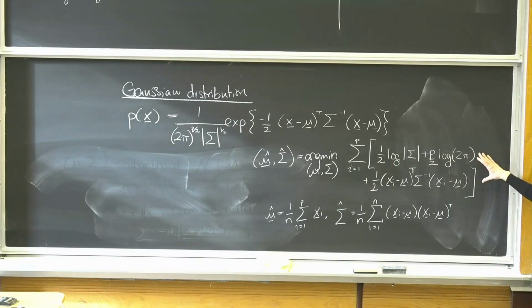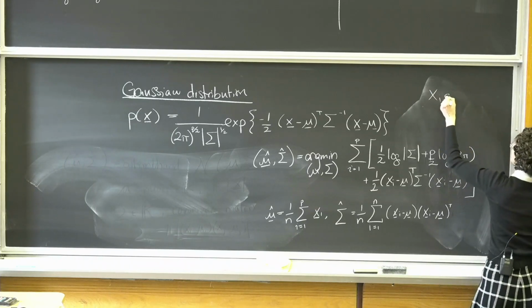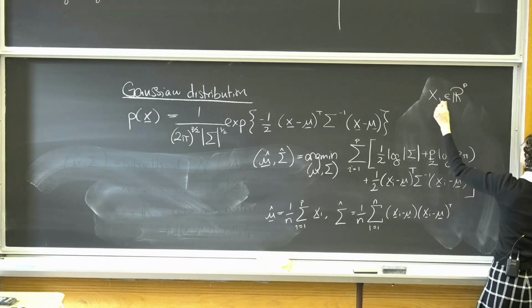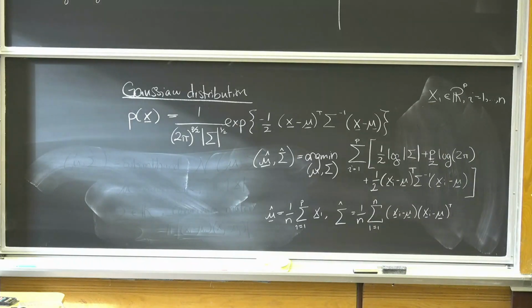So it looks like a complicated optimization problem. You can work out relatively straightforwardly the optimum value for the optimum mu and the optimum sigma, and it works out to be exactly these equations. So it is very straightforward to estimate the mean and covariance from a collection of samples. Yes? Just to clarify, what are the n's and p's again? So each xi is in a p-dimensional space, and i goes from 1 to n. So n is the number of samples we have, and p is the dimension of the samples.